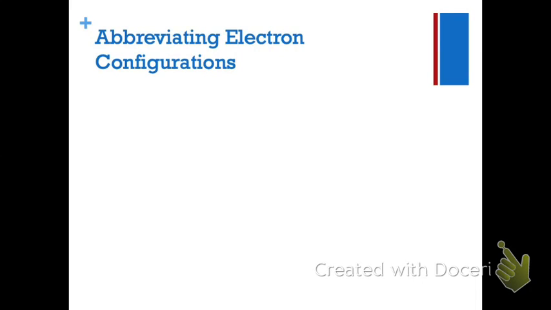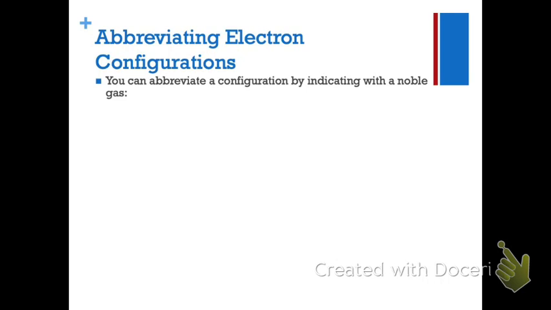All right, so these are called abbreviated electron configurations. Abbreviated electron configurations still represent the same exact thing. We're still looking at the arrangement of the electrons, but we're just able to write it in a little shorter version. So we can abbreviate an electron configuration with a noble gas. So first of all, you need to know what a noble gas is.